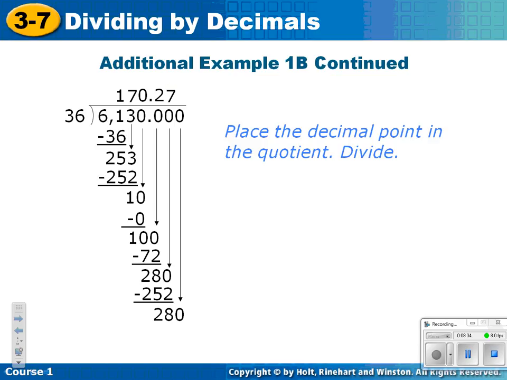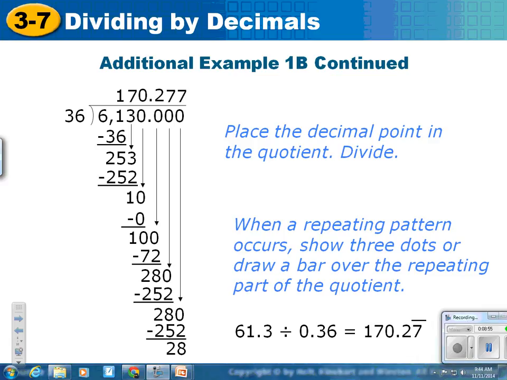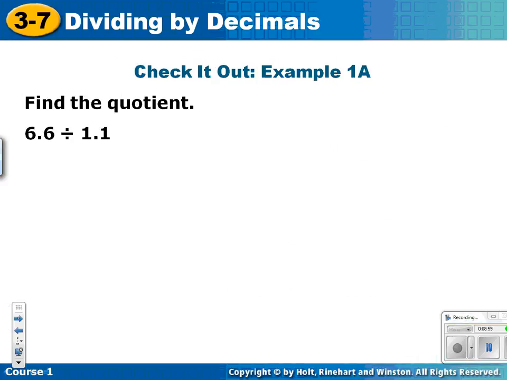You'll see here. I'll hit this button and it'll show another 280. When a repeating pattern occurs, show 3 dots or draw a bar over the repeating part of the quotient. So there they go. Oh, no, they didn't. Oh, it's on the bottom. Oh, it's down here. Okay. Yeah, it's down there. All right. So next slide. This is one that I would like you to do on your whiteboards. It's a lot easier than the other one.